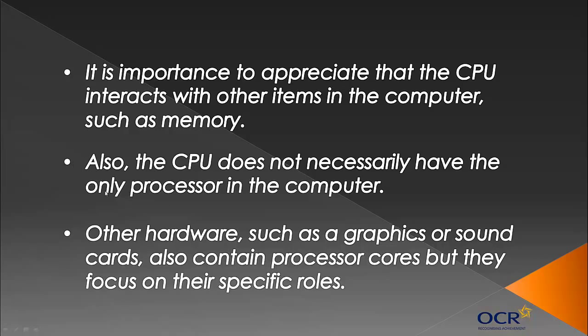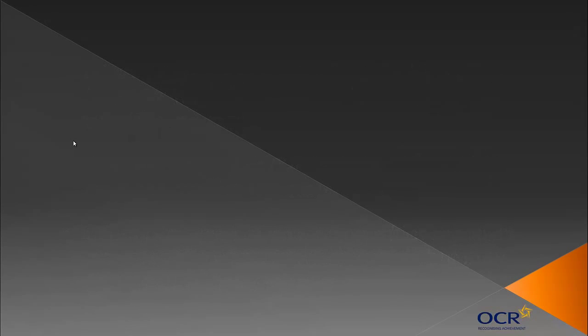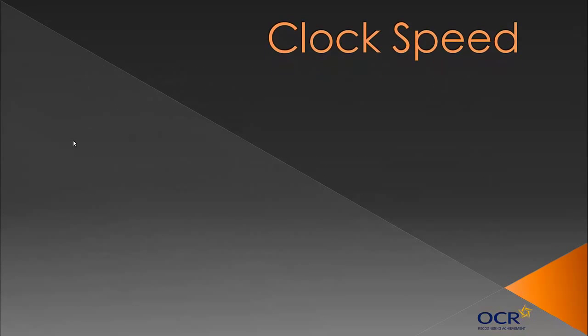There are actually processors in other hardware, such as a graphics or sound card. Again, we'll look at those in more detail later, but those processor cores in the graphics and sound cards focus on those specific roles. They don't necessarily interact with other hardware as much as the CPU does. The CPU is literally the integral part of that computer. It's in the middle of everything. You can look at it that way, hence the central nature in its name.